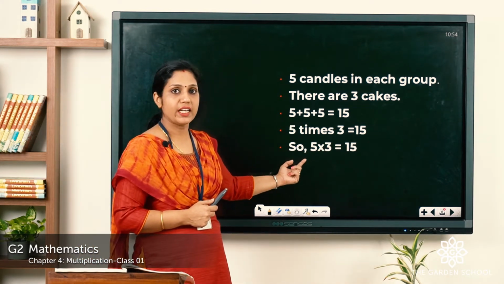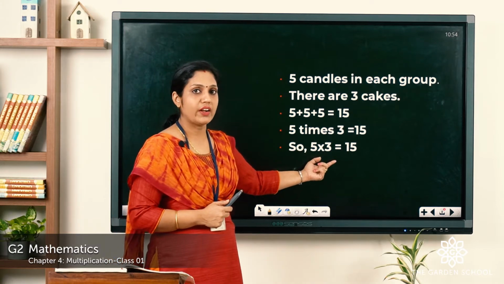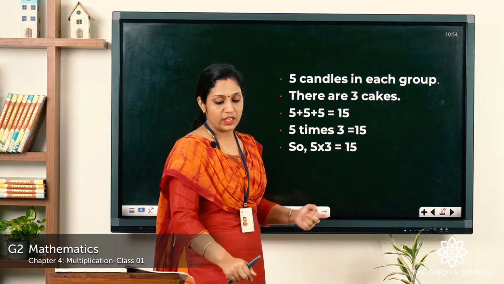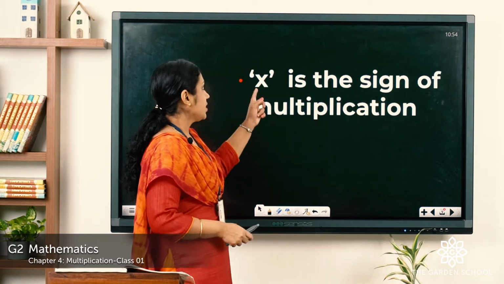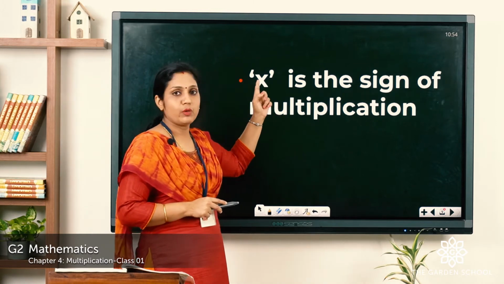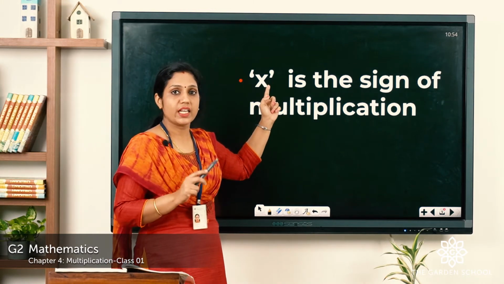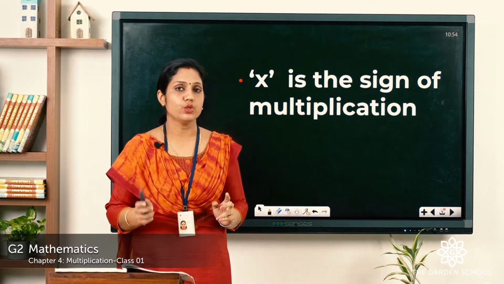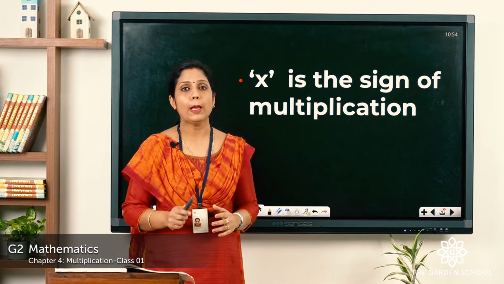That is 5 candles and 3 groups. So we can write it as 5 into 3 is equal to 15. This sign, we write it as X, is a sign of multiplication, but we read it as into. So we can say that 3 into 4, 5 into 5, 2 into 2. That is the symbol used for multiplication.